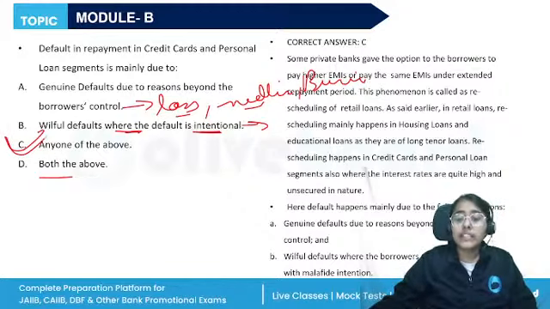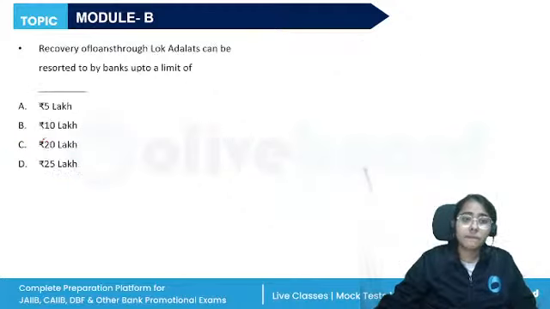Any of the above. So we need to make sure that if it is a genuine default, we will take care of the customer, we will deal with them in a sympathetic manner. And if it is a willful default, where the borrower deliberately does not repay the loan, then we can take penal action against them. We can also reject further loans and advances. So, how we deal with genuine defaults and willful defaults is different.